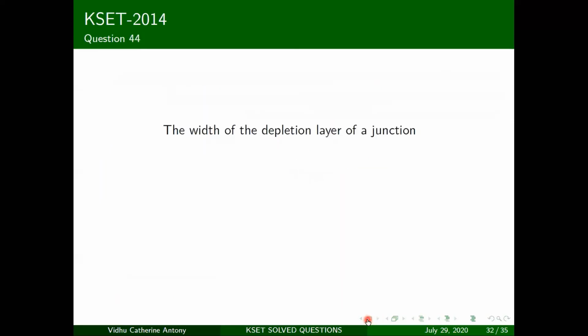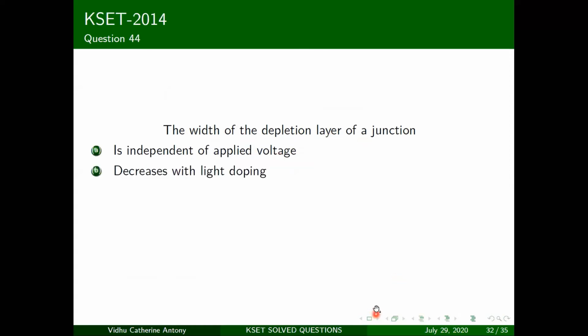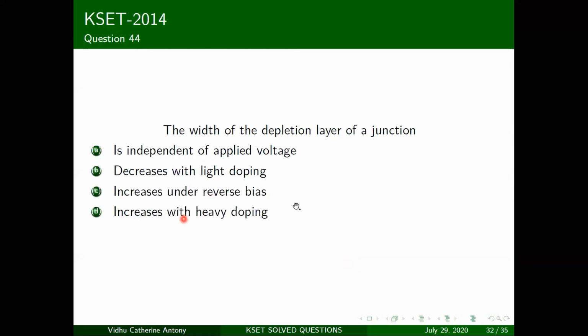The width of the depletion layer of a junction. So this is an electronics question. You should probably go and read through this, because I am doubtful whether most people do this part. It is a very popular question, but I'm doubtful people remember it. The width of the depletion region of a junction is independent of the applied voltage, decreases with light doping, increases under reverse bias, increases with heavy doping.